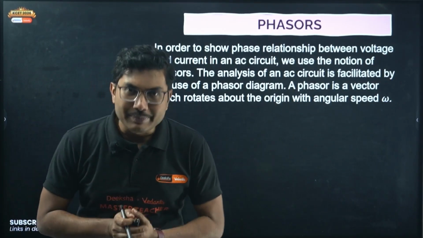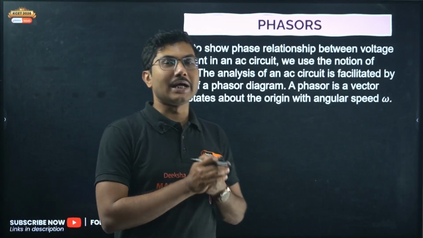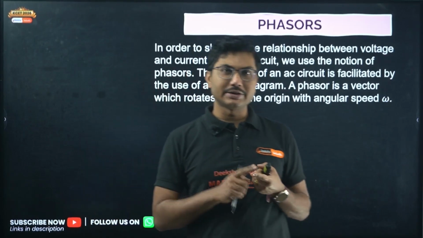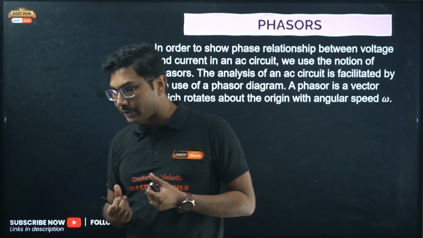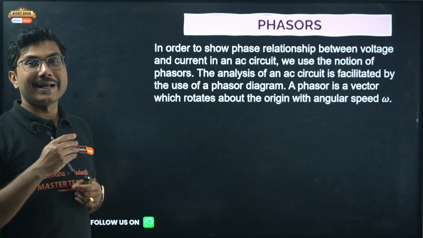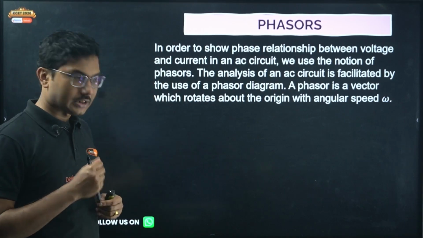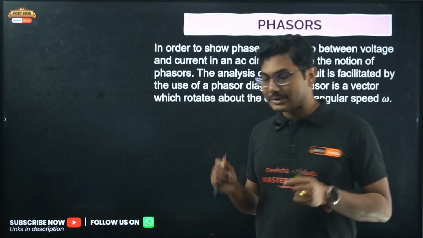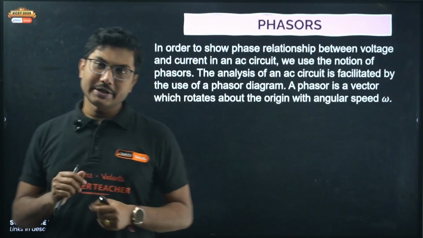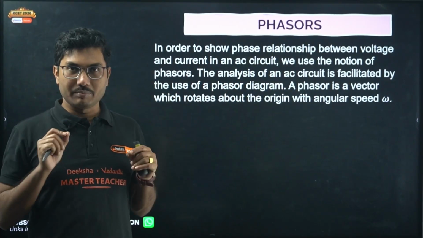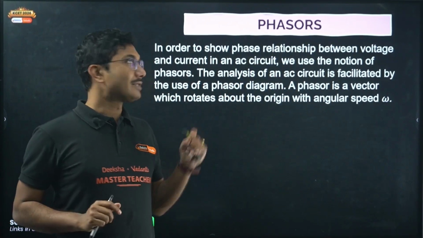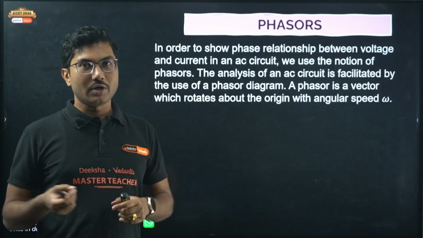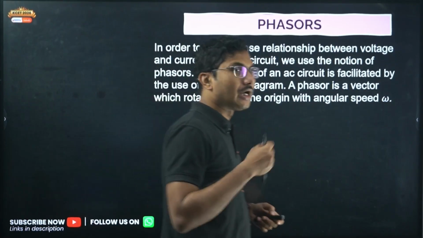Similarly, when the current is being allowed to pass through a resistor or other components, we can predict how current and voltage will be related to each other. And that diagrammatic representation is called phasor. Phasor is a diagram. That's why it is called phasor diagrams. Phasor itself has no meaning without the diagram.